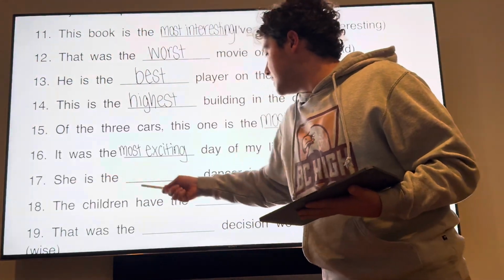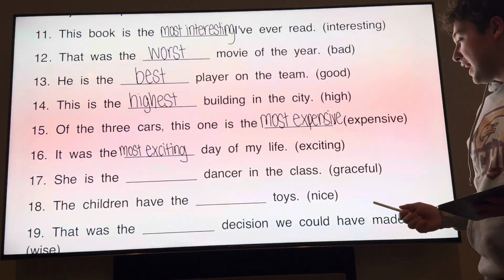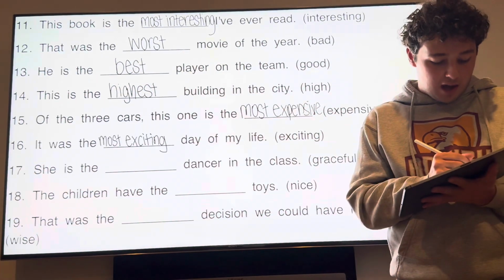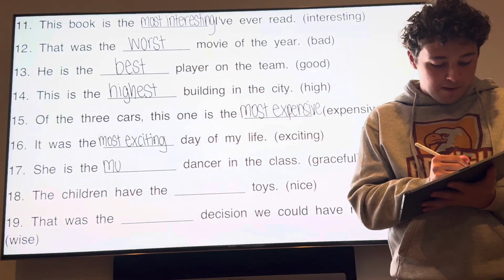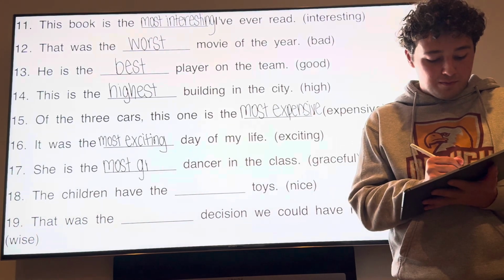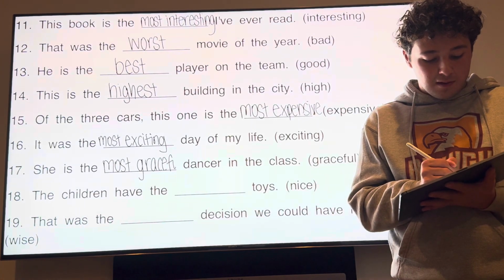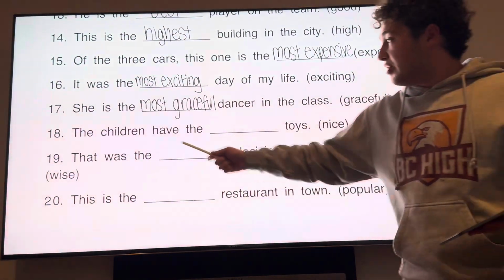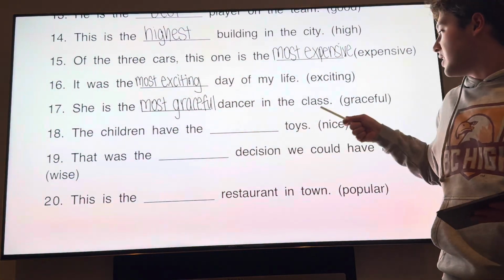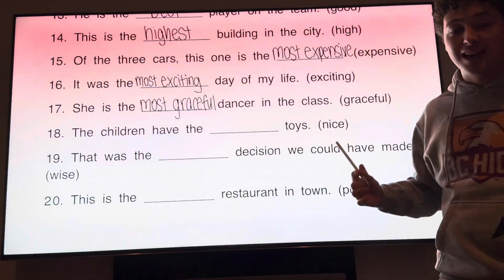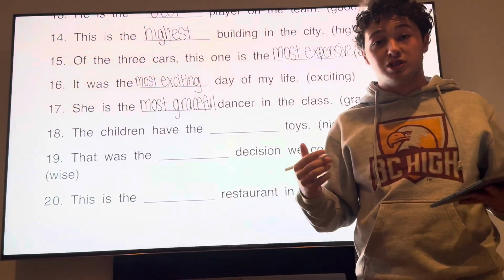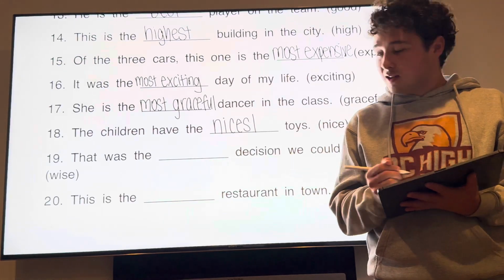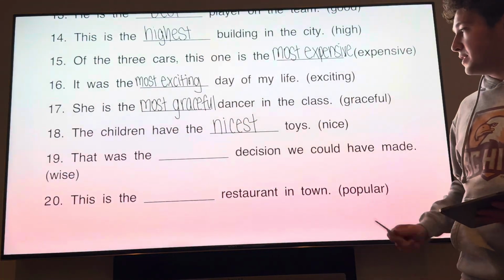17. She is the blank dancer in the class. They give you graceful. Graceful is also long, so you would say most graceful. Okay? The children have the blank toys, and the word is nice. Nice is short, so you would just add est for nicest. The children have the nicest toys.